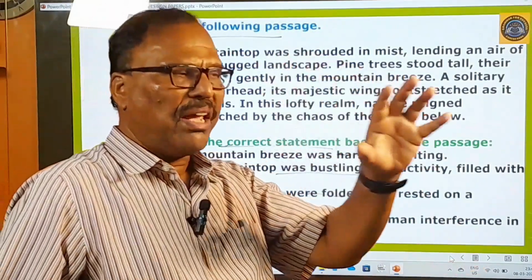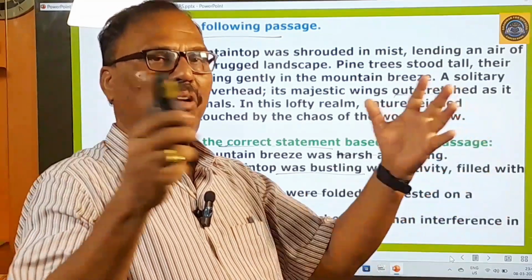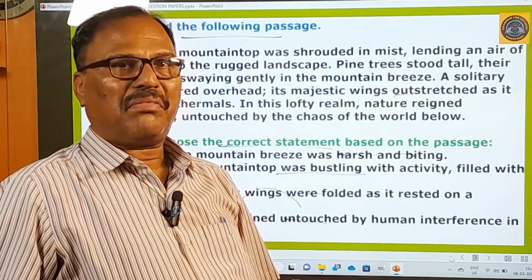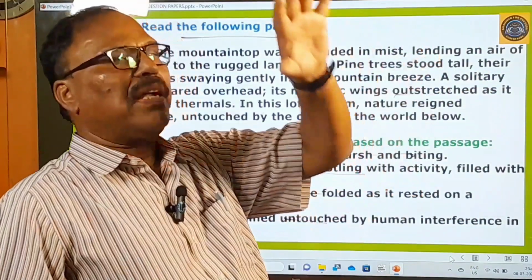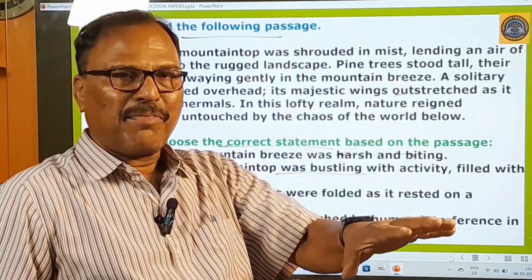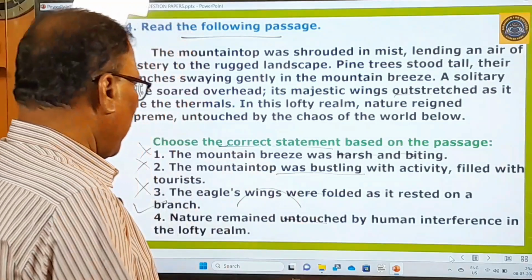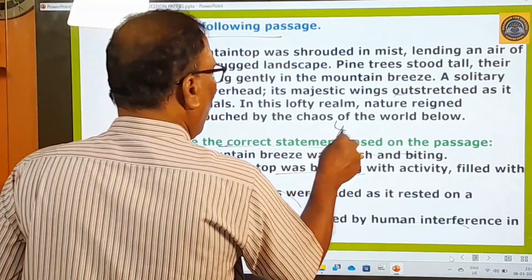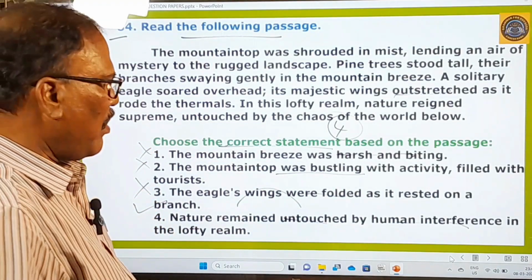Immaculate. Because people have not gone there, people have not polluted that atmosphere, and people have not climbed up that mountain, that's why it is fresh, pure, immaculate, untouched by the people. That's why it has remained untouched by human interference. So the fourth one is the right one, all others are wrong. Now let's move on to the next question.